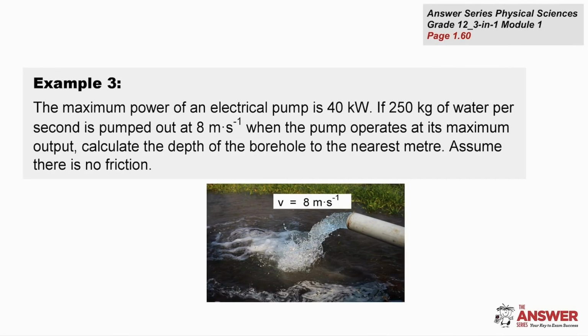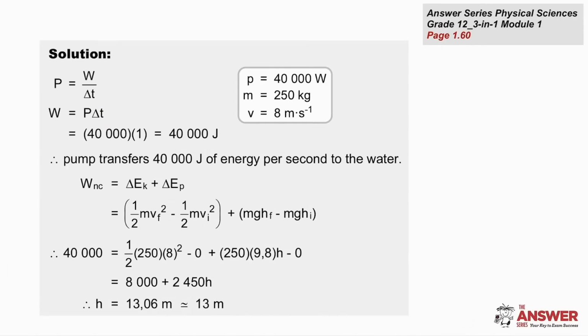Here is a question that starts with the maximum power and asks for the greatest depth possible. The power maximum is given as 40 kilowatts, and the required output is 250 kilograms of water per second with an exit velocity of 8 meters per second. In this calculation, start with the power formula, and the work done will be 40,000 joules per second.